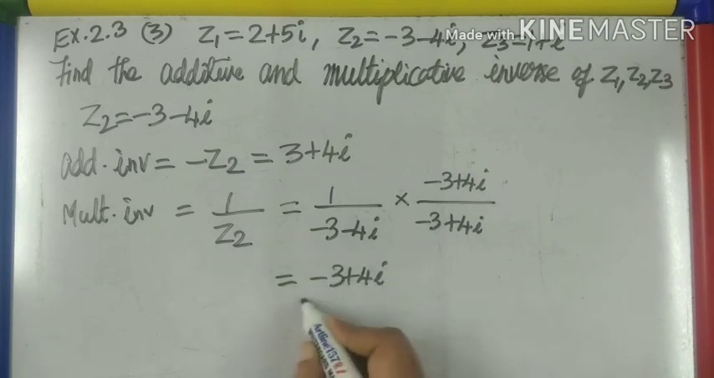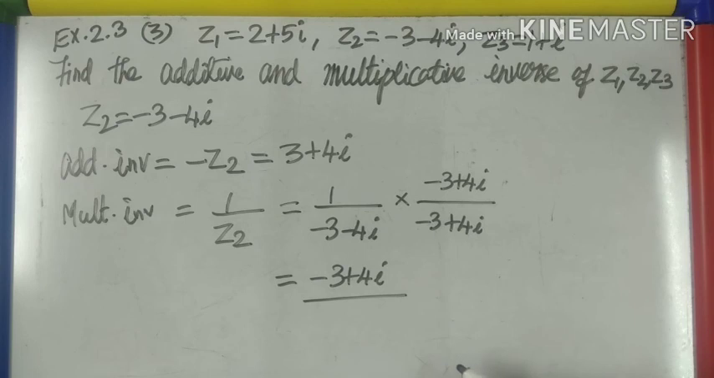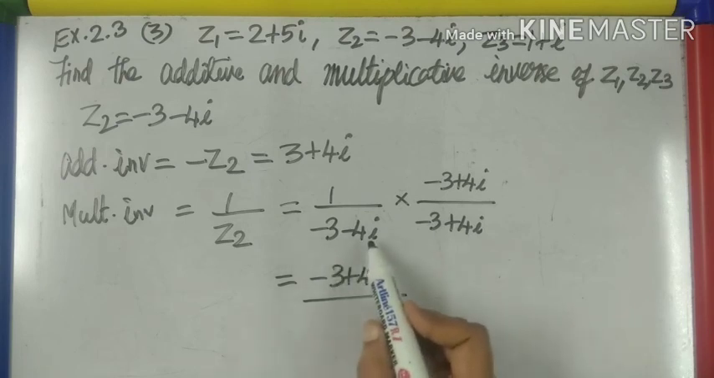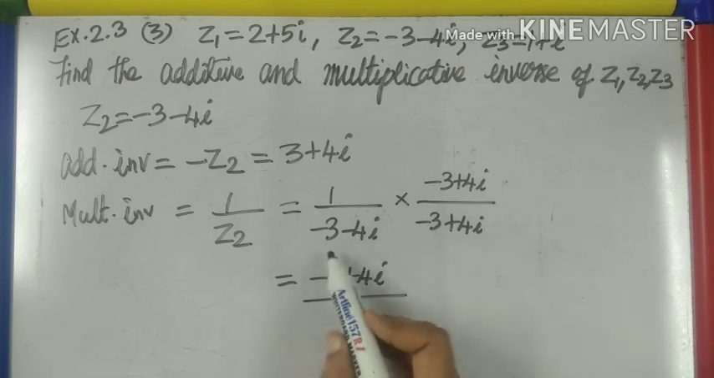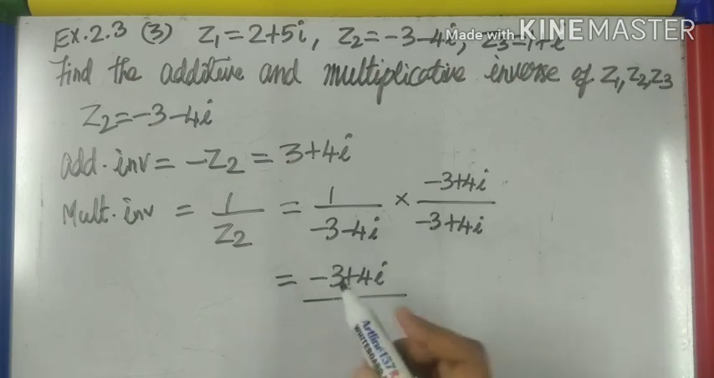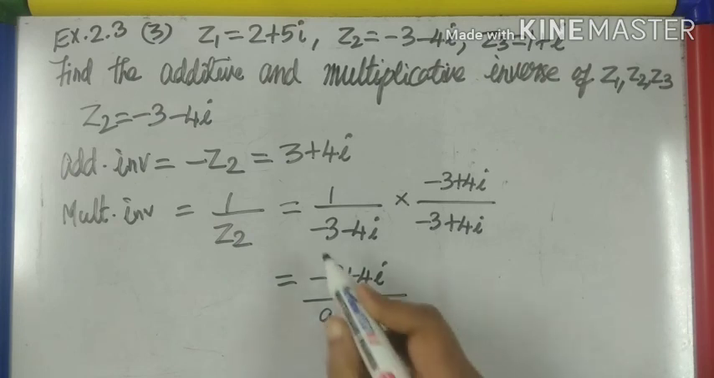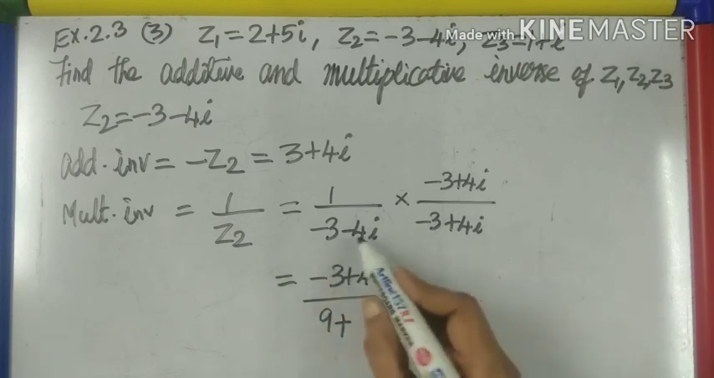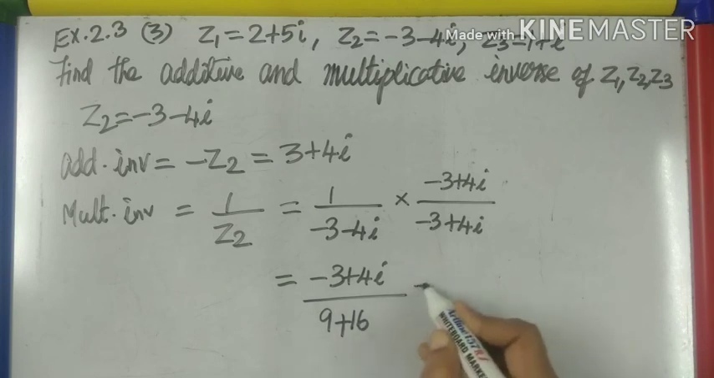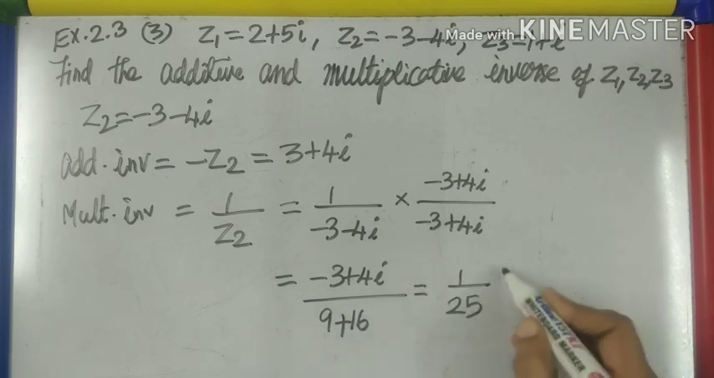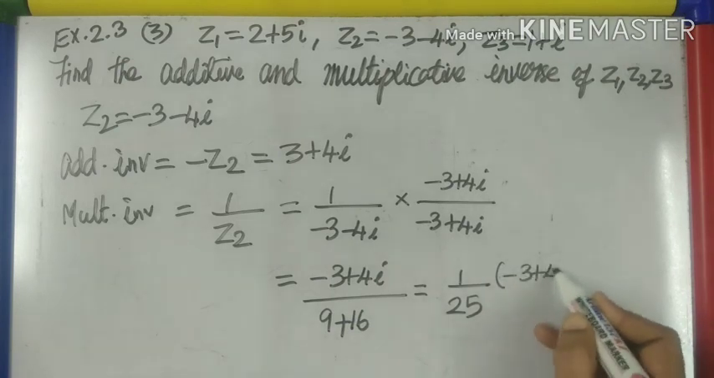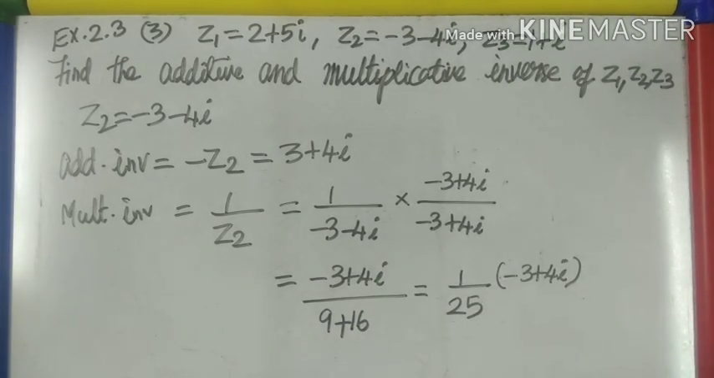Minus 3 plus 4i, by the denominator which is square plus square, because it is of the format a plus ib into a minus ib. Square, 3 square is 9. Minus 3 square is also 9 only. 4 square is 16. So I can write 1 by 16 plus 9, 25, into minus 3 plus 4i. Now based on this, try for Z3 yourself. Thank you.